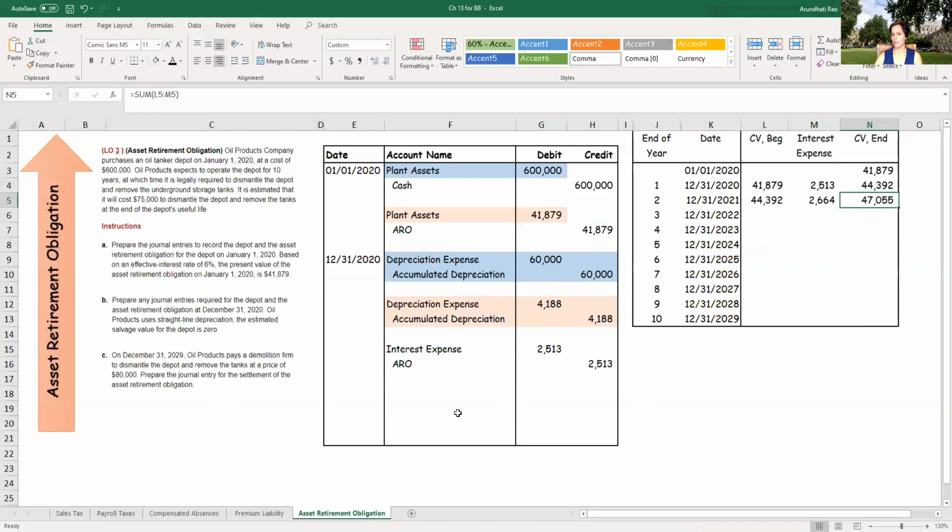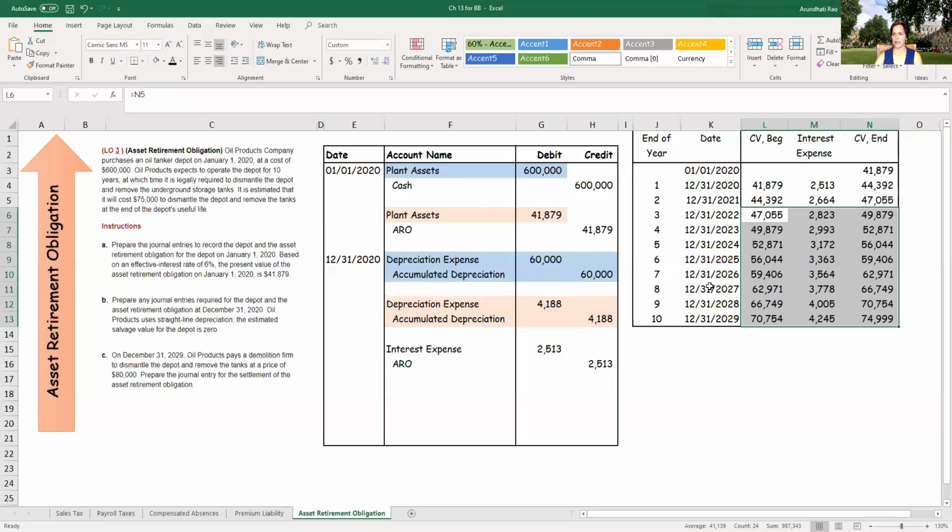Now, I haven't been asked for that journal entry, but if I was asked for it, I know how to do the calculation. You can just copy and paste all the way through. Obviously, your interest expense keeps going up because the carrying value keeps increasing. And you will see at the end of the 10 years, I'm off by $1, it's 74,999, which is $75,000.